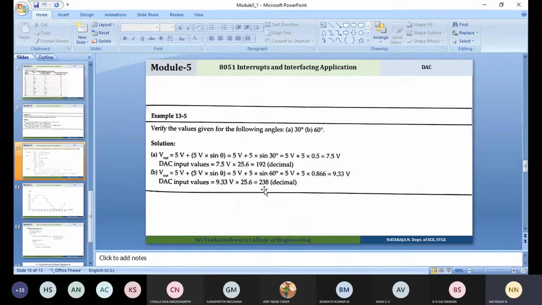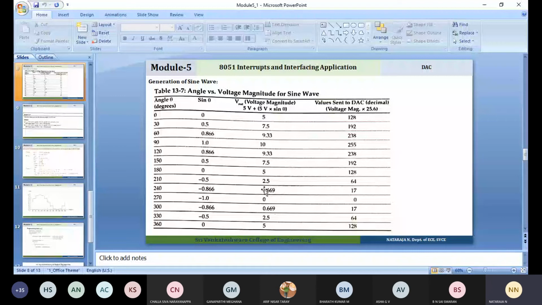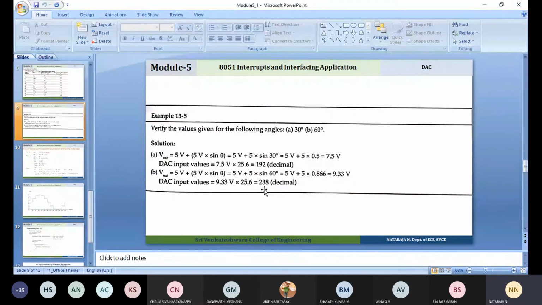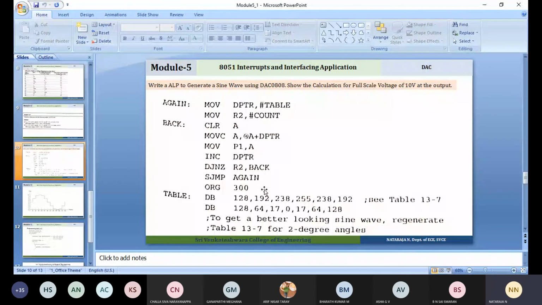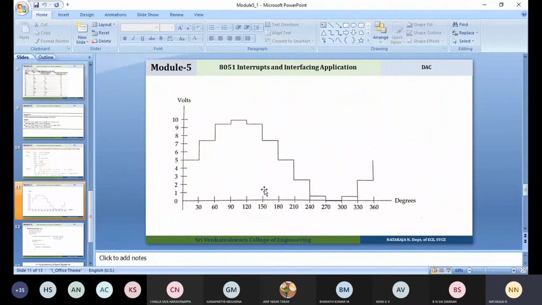You have to find the table for each and every 2 degree: 0, 2, 4, 6 like that. Then you have to find all the values, then show the verification of that. Then you have to write a program, meaning the counter value will be different and this table will be different. Other than that, everything is the same. Then you will get an exact sinusoidal signal with respect to 0, 2, 4 like that. You have to change the degrees.